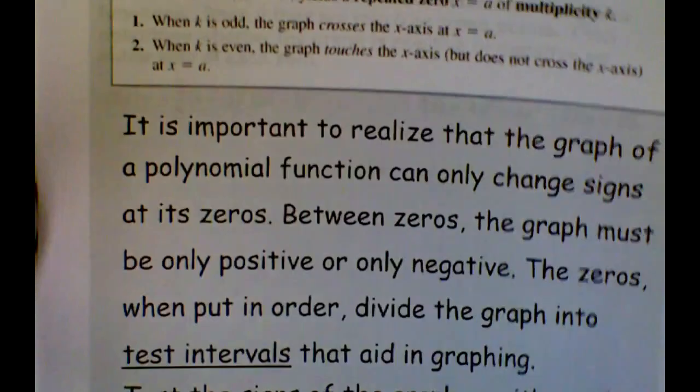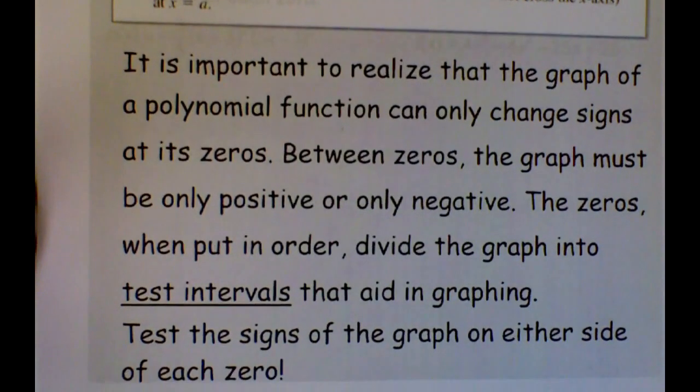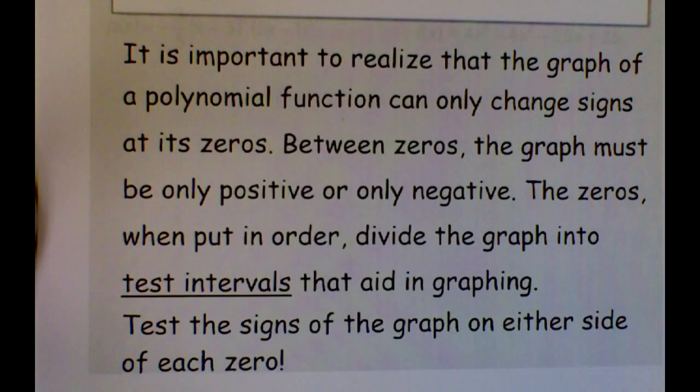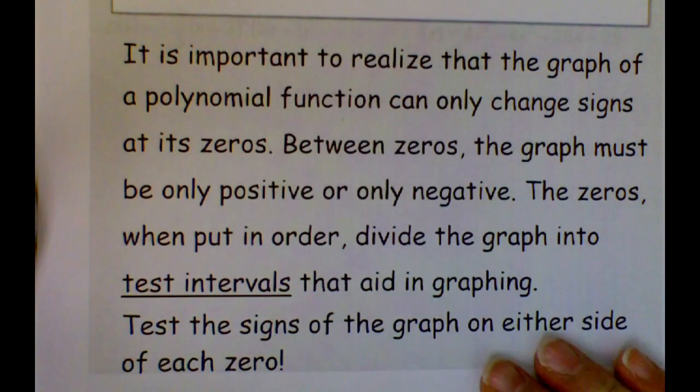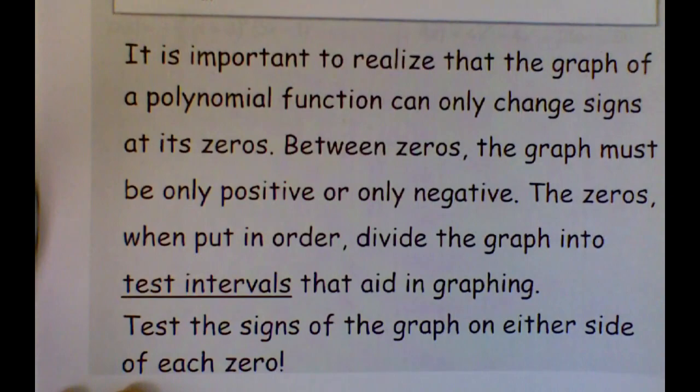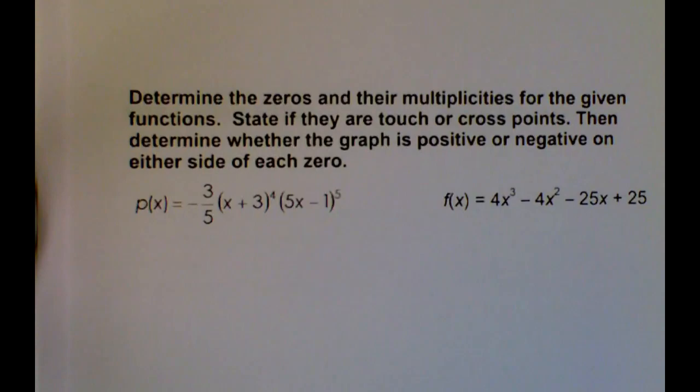It's important to realize that the graph of a polynomial function can only change signs at its zeros. We can only switch between positives and negatives. Between any two zeros, the graph must be only positive or only negative. The zeros, when put in order, divide our graph into test intervals that help us in graphing. We test the signs of the graph on either side of each zero, and we can get a pretty good-looking graph. So that's what we're going to do here.